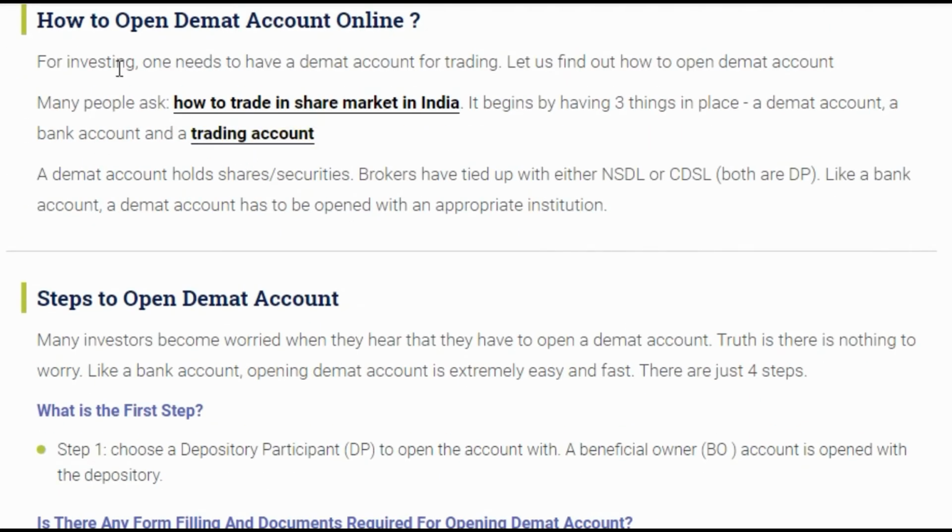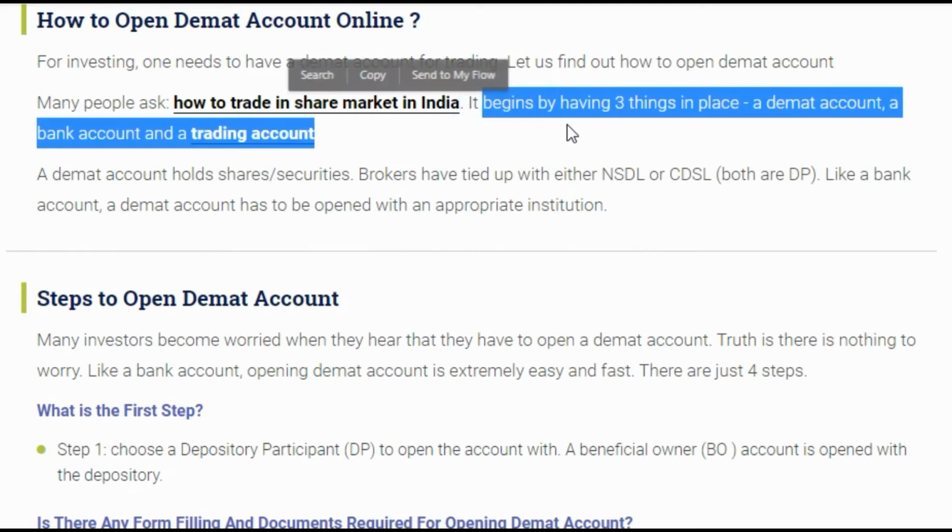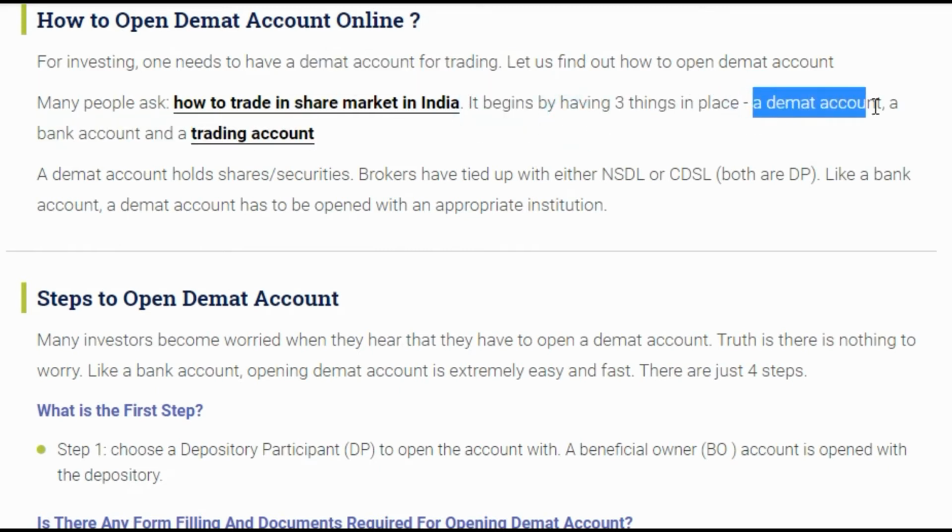So how to open a Demat account? For investing, one needs to have a Demat account. For trading, now it is very easy to open a Demat account, especially online. Now, many people ask how to trade in share markets in India. It begins by having three things in place. You need a Demat account, you need a bank account, and you need a trading account.